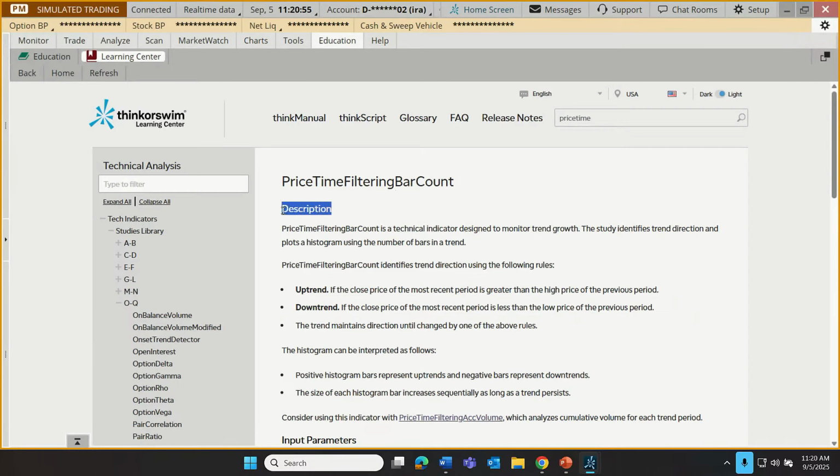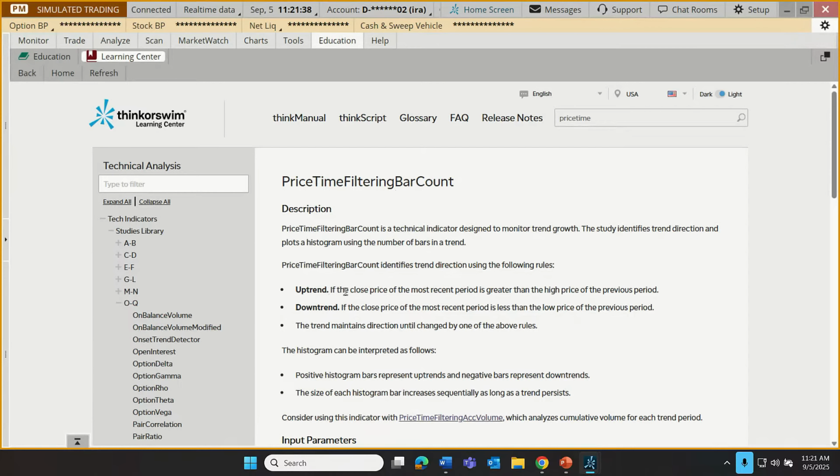So let's go through this description together, learn this tool together. I'm going to add a little bit of color commentary here to really help us understand it, because this is a little bit high level, a little bit vague. So it can be useful to have somebody with some experience fill in the gaps. Price time filtering bar count is a technical indicator designed to monitor trend growth. The study identifies trend direction and plots a histogram using the number of bars in a trend. Okay. Price time filtering bar count identifies trend direction using the following rules. Pretty straightforward rules. We have either an uptrend or a downtrend, and there's a rule for when the trend changes.